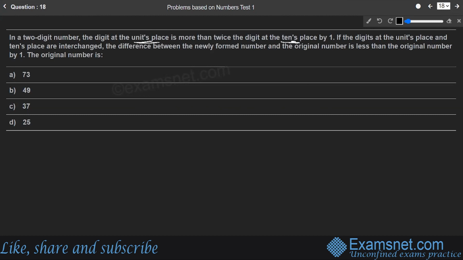He says in a two-digit number, the digit at the unit place is more than twice the digit at the tens place. So it will be good if we assume the tens place digit, because that can be treated as a reference. So let's say the digit at the tens place is x. Now he says the digit at the unit place is more than twice the digit at the tens place. So the unit digit can be written as more than 2x. How much more? By 1. So the unit digit can be written as 2x plus 1.